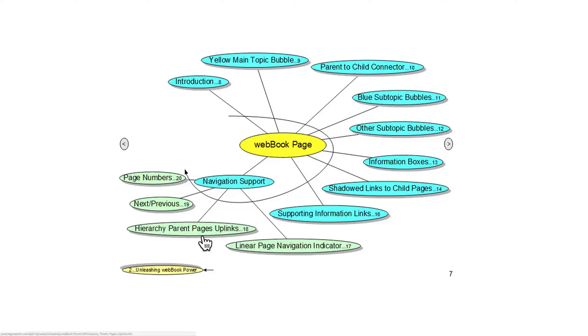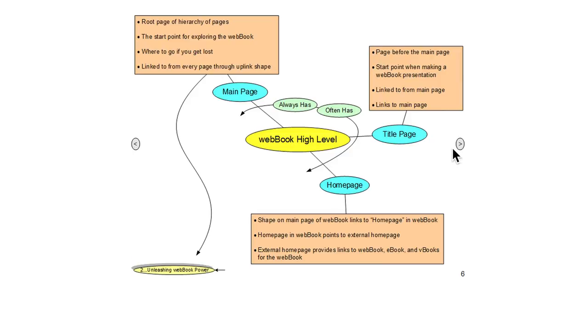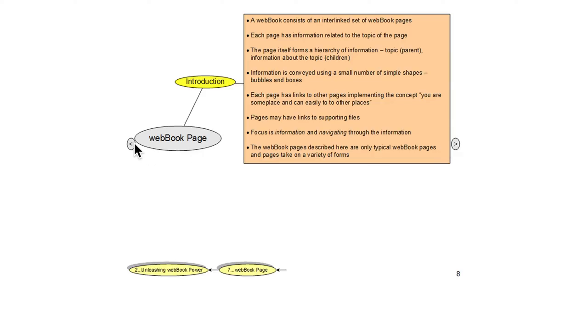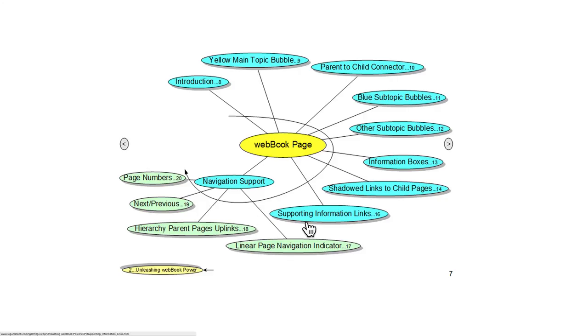Also important is the concept of next and previous. There are arrows on the left and the right of the page, and this takes you to the previous page or to the next page in the page sequence. You can walk through the entire webbook using those next and previous bubbles.